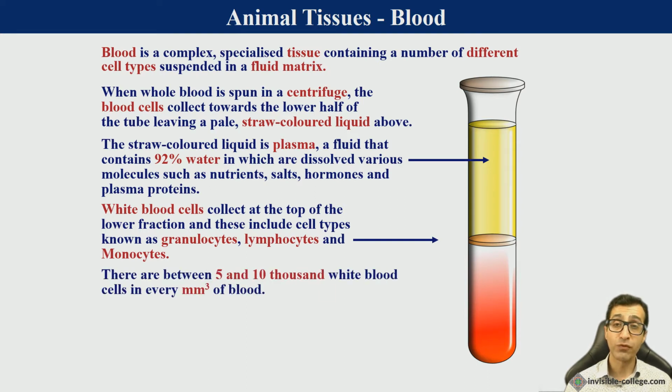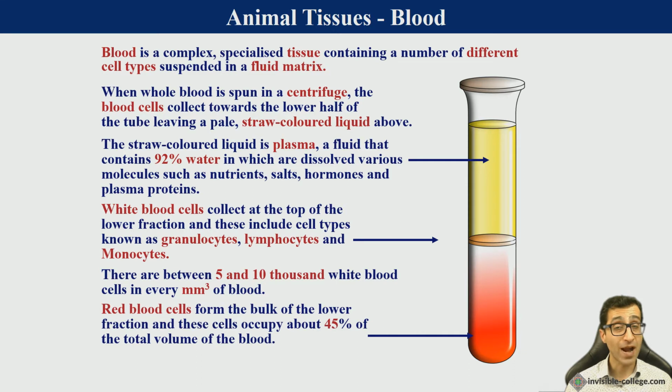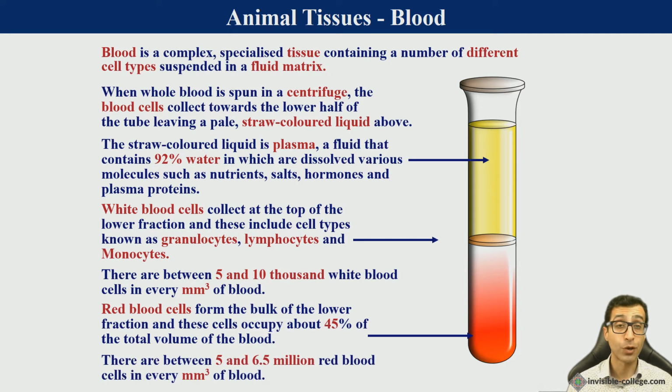The red blood cells will form the majority of the lower fraction in the centrifuge tube, and these occupy about 45% of the total blood volume in a healthy individual. And there are between 5 and 6.5 million red blood cells in every cubic millimeter of healthy blood.